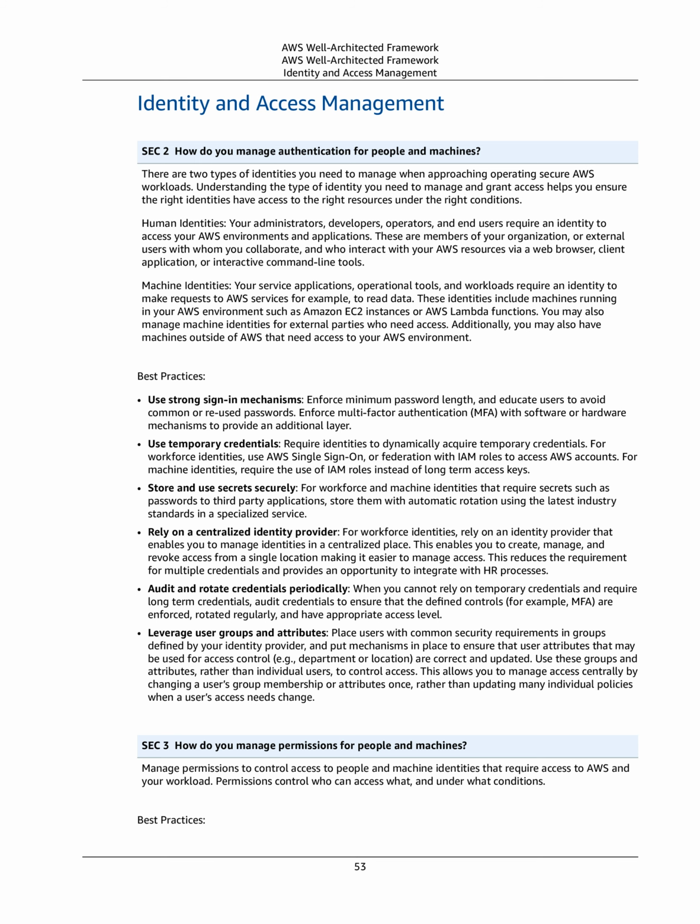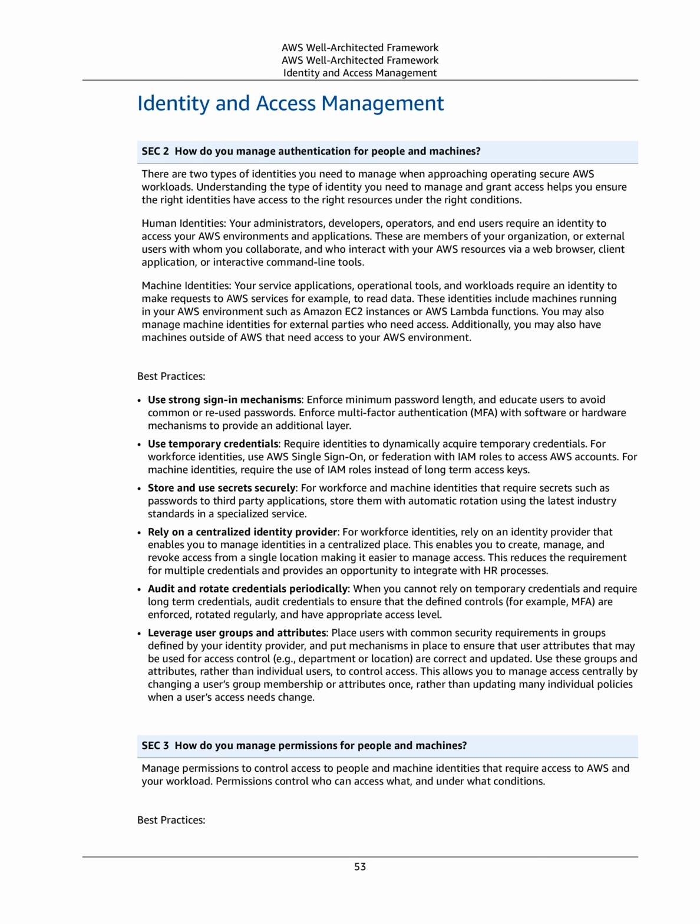Leverage user groups and attributes. Place users with common security requirements in groups defined by your identity provider, and put mechanisms in place to ensure that user attributes that may be used for access control, for example, department or location, are correct and updated. Use these groups and attributes, rather than individual users, to control access. This allows you to manage access centrally by changing a user's group membership or attributes once, rather than updating many individual policies when a user's access needs change.